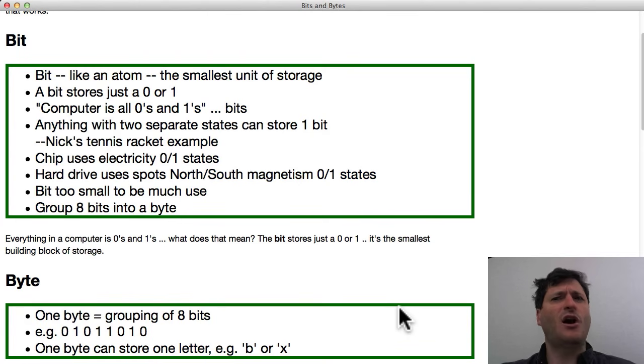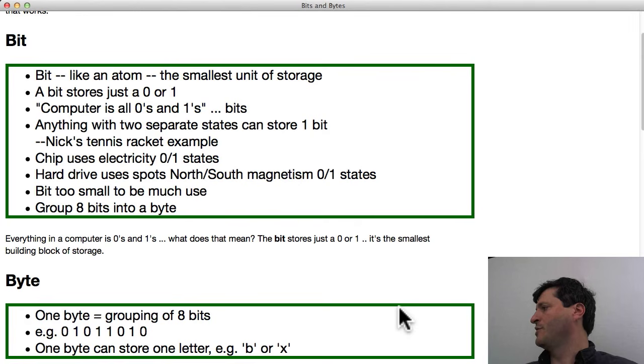So in the hardware, anything that's capable of taking on two different states, and when it takes on one state, it can stay in it. That's how you can represent a bit in hardware. And there's a bunch of different ways of doing it.